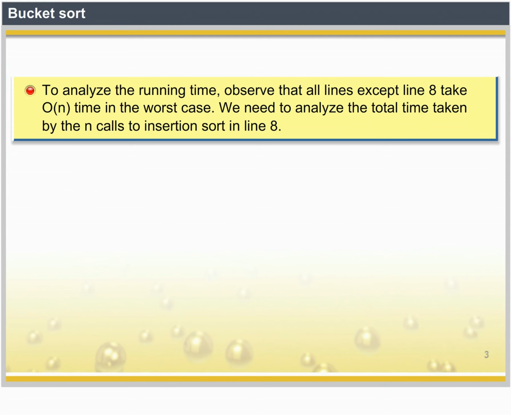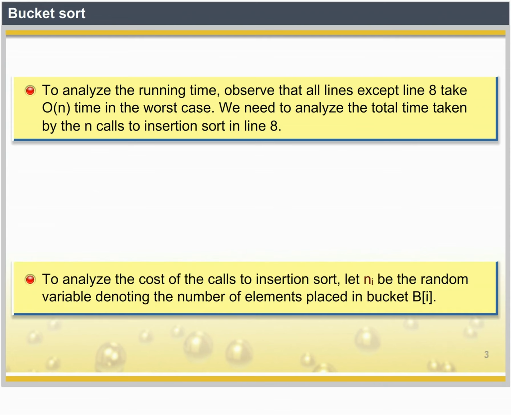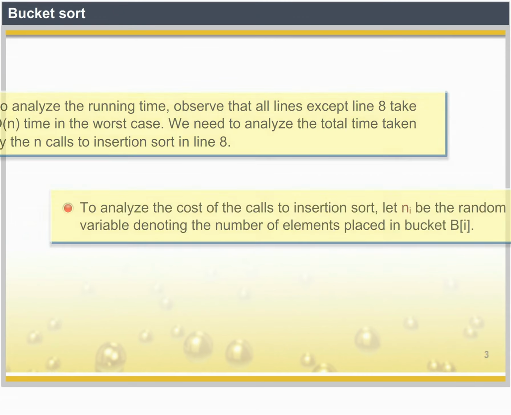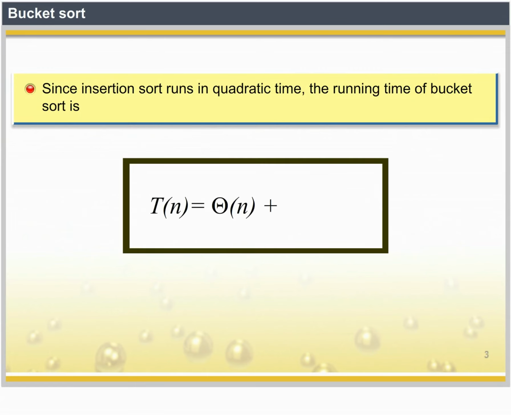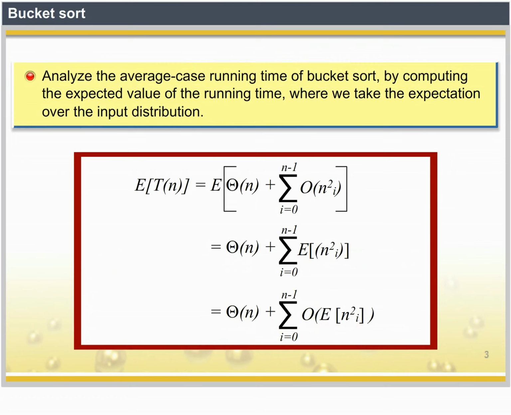To analyze the cost of the calls to insertion sort, let ni be the random variable denoting the number of elements placed in bucket B of I. Since insertion sort runs in quadratic time, the running time of bucket sort is T of n equals big theta of n plus summation I equals 0 to n minus 1 big O of ni square. Analyze the average case running time of bucket sort by computing the expected value of the running time, where we take the expectation over the input distribution.